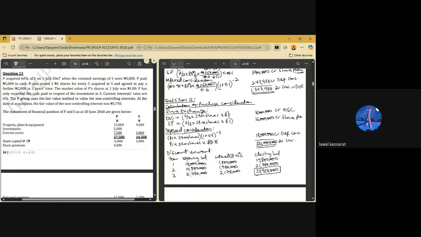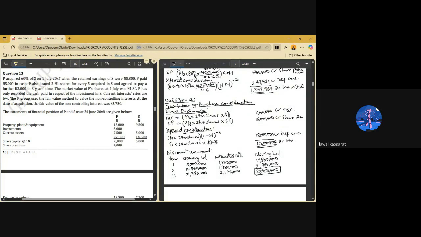P acquired 60% of S on 1st January 2007 when the retained earnings of S were 5,800. P paid 5,000 in cash. P also issued 2 one-naira shares for every 5 acquired in S and agreed to pay a further 2,000 naira in 3 years' time.